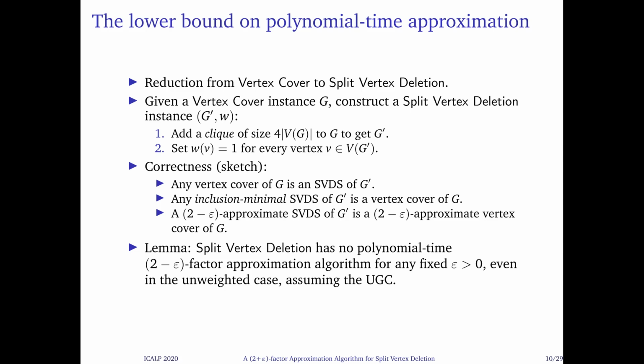So we take the graph G, which was given as input to the vertex cover instance, construct a clique of size 4 times the number of vertices of G, and take the union of these two graphs. The weight of every vertex we set to be 1.